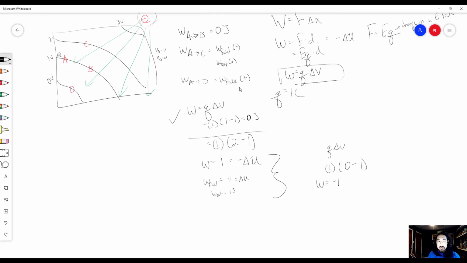Now, hold on one second. Remember, we said that the field does positive work. And on the other side, we have negative delta U. We divide both sides by the negative, and 1 is equal to the delta U. So we can see that the field has done positive work. Let's do a quick little recap.